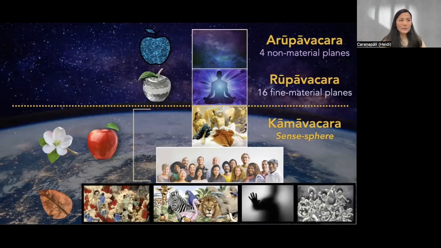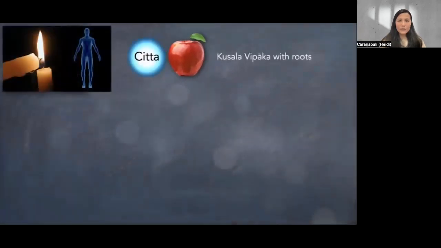Okay, so now we see that there are different kinds of rebirth consciousness that belong to the different realms or planes. So let's take a look at the rebirth linking function. Let's talk about a human being. Let's say the rebirth consciousness is this kusala vipaka with roots, the rebirth consciousness of a particular human being in a particular lifetime. The function of this patisandhi, the rebirth linking consciousness, is of course linking.